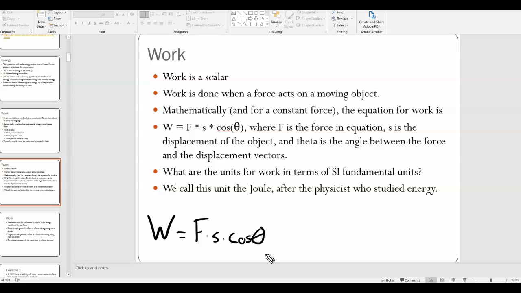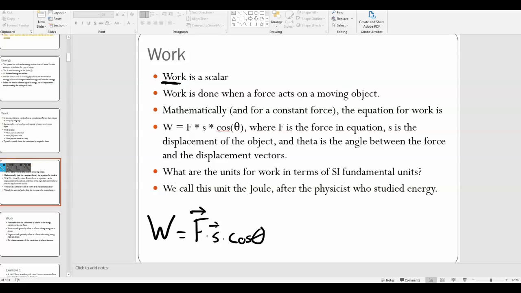Fs cosine theta, where F is the force in question. Note that is a vector, so I put a little arrow on top of it. S is the displacement of the object, and we've seen displacement before, that is also a vector. Now, notice that work is a scalar.